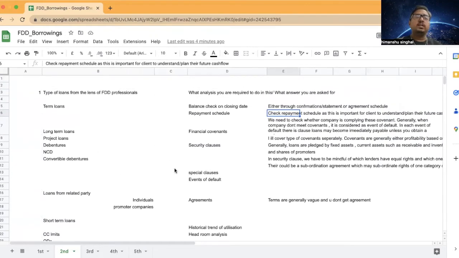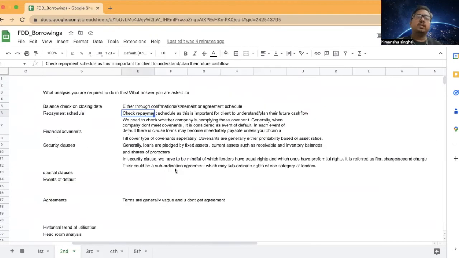Now, what analysis are you required to do, and what are the answers that you need to give to your investors or your client? So the first step is balance check as on closing date. Here the closing date means, for example, if we are sitting in November right now, you may be doing DD of the September period. So the September period becomes the closing date here.